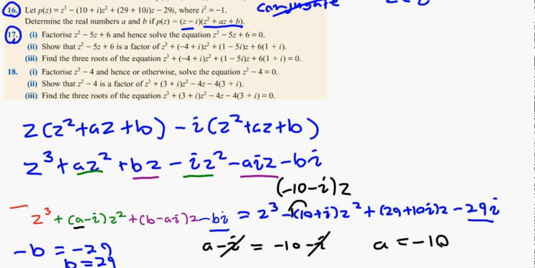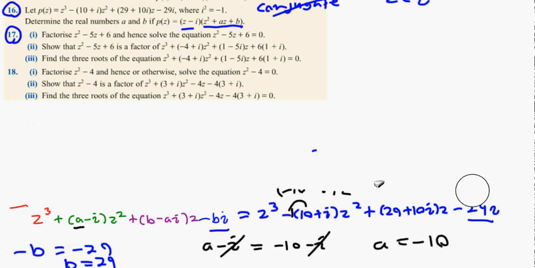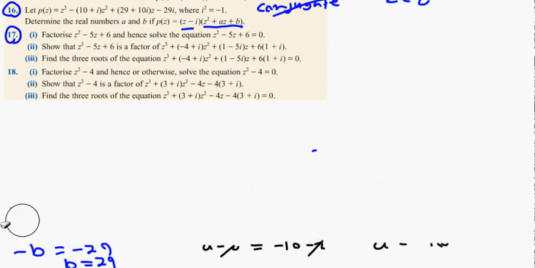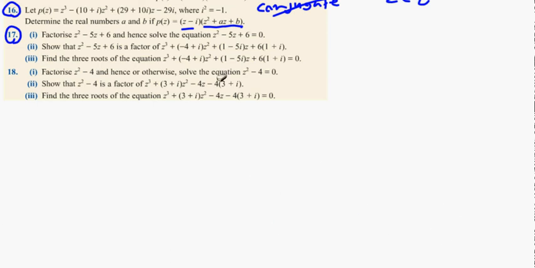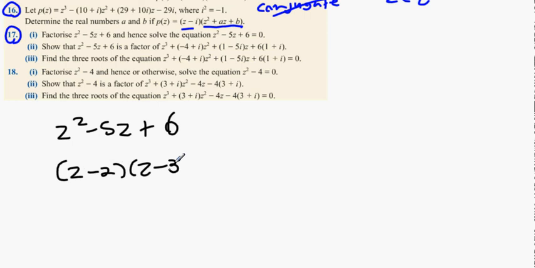Okay, 17. Factorize z squared minus 5z plus 6, and hence solve the equation z squared minus 5z plus 6. Okay, it's quite an easy one. Just doing the reference number, it's going to be 2 and 3, so z minus 2, z minus 3 equals 0, so z equals 2, and z equals 3. No bother there.